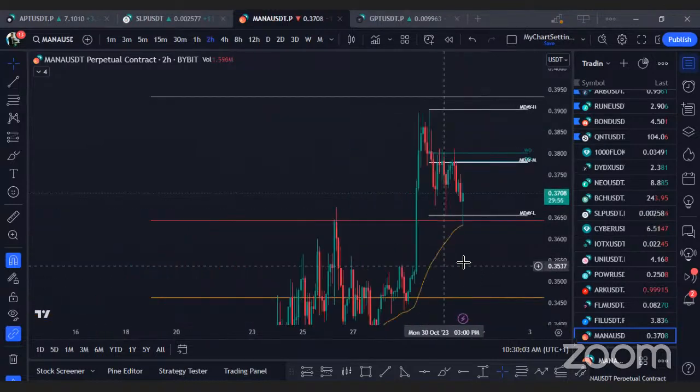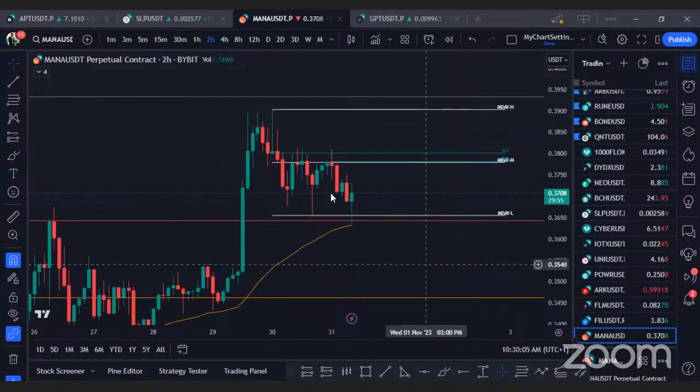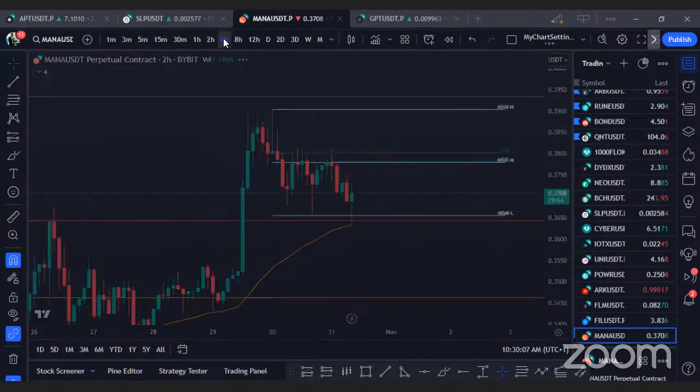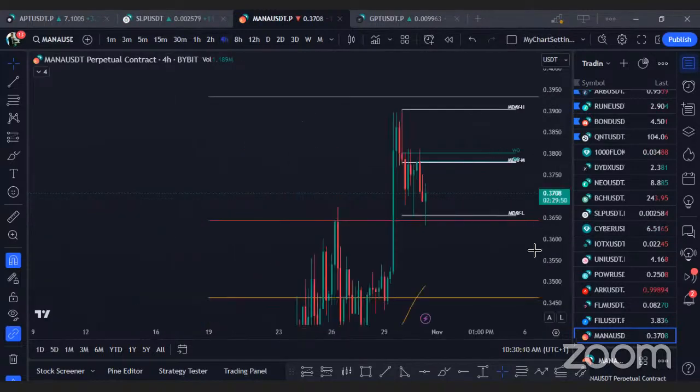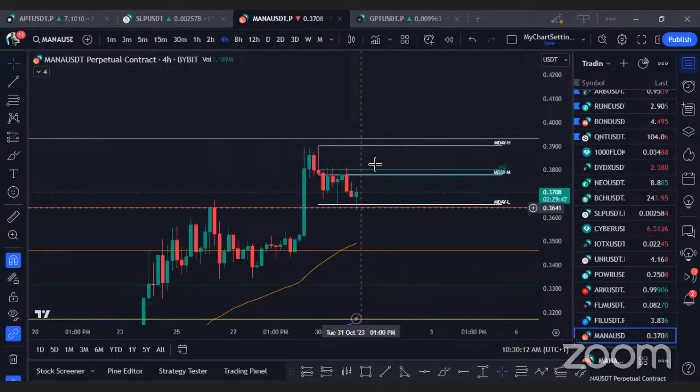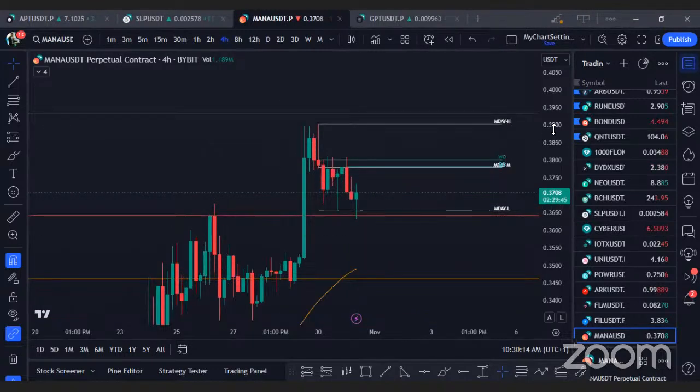Which token is this one? Okay, the Mana stuff. And then guys, Mana just came and swept that daily low too.